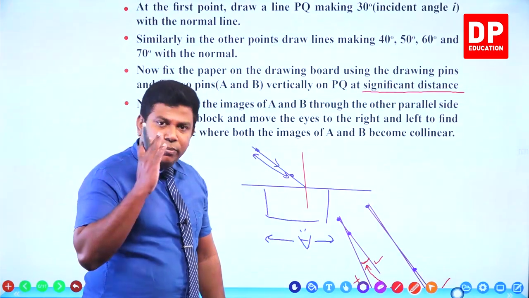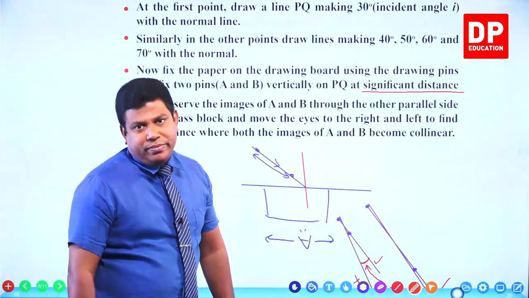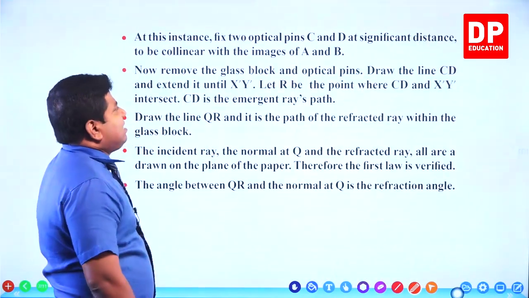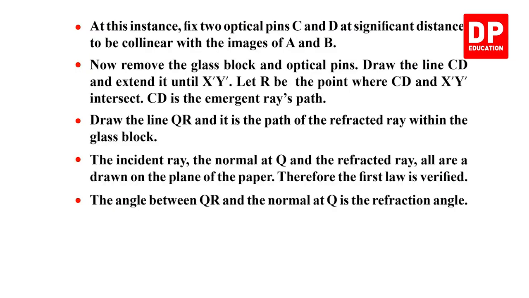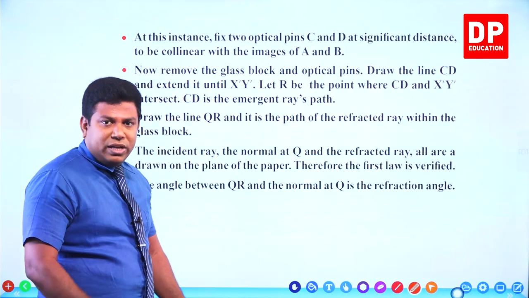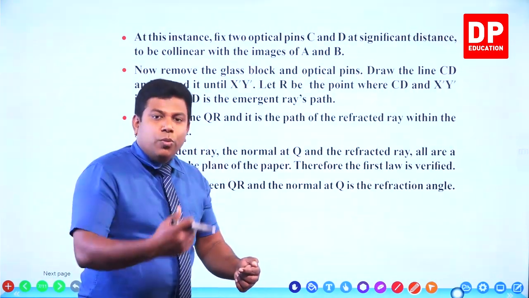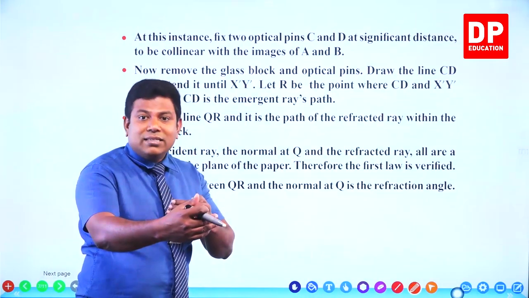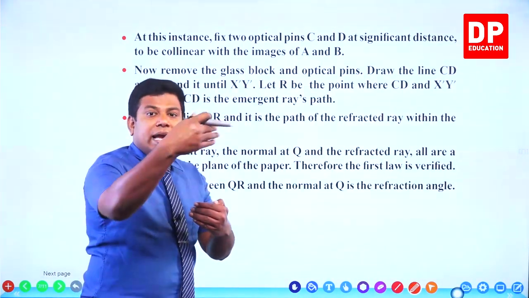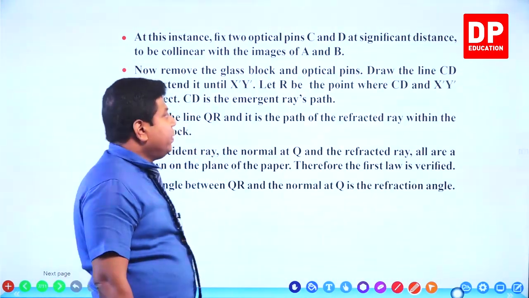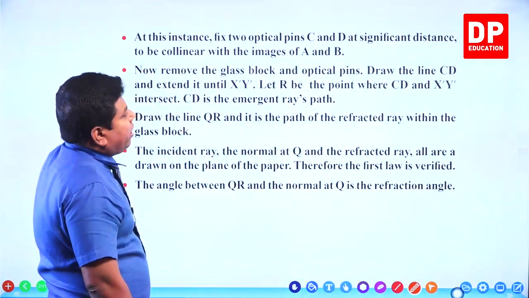Collinear means what? They become in the same line. They are aligned on the same line. At this instance, fix two optical pins C and D at significant distance to be collinear with the images of A and B. So again, you fix another two pins like I told you already. Fix two pins at significant distance to be in line, to be collinear with the images you are seeing. Now, remove the glass block and optical pins.